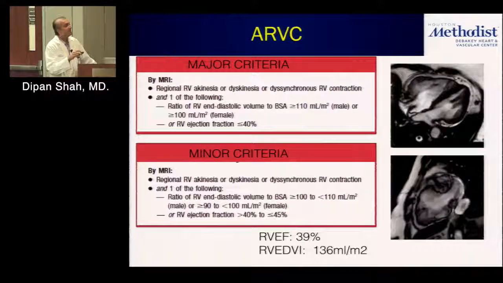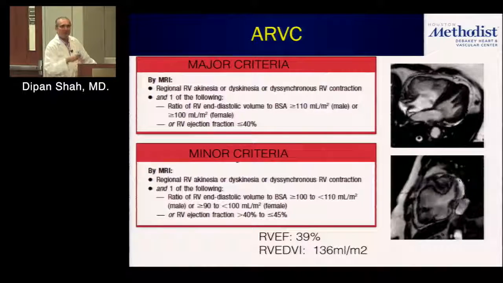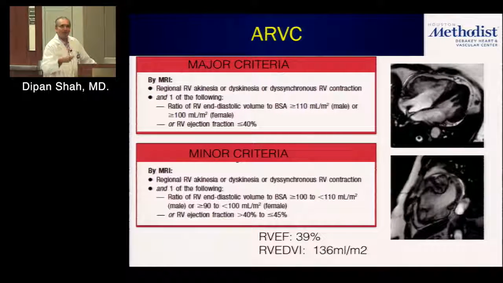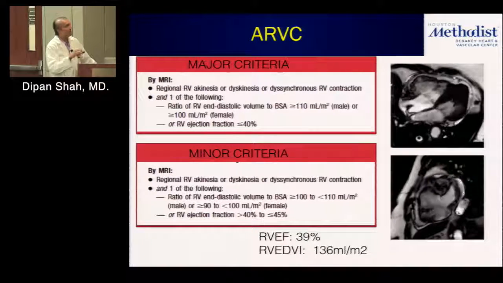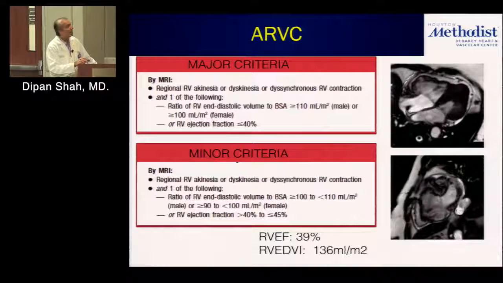So the point is that imaging alone is not going to make the diagnosis of ARVC. Rather, it's a clinical diagnosis that involves EKG, family history, and a variety of other things. But imaging can provide you with major or minor criteria. And what are those criteria?